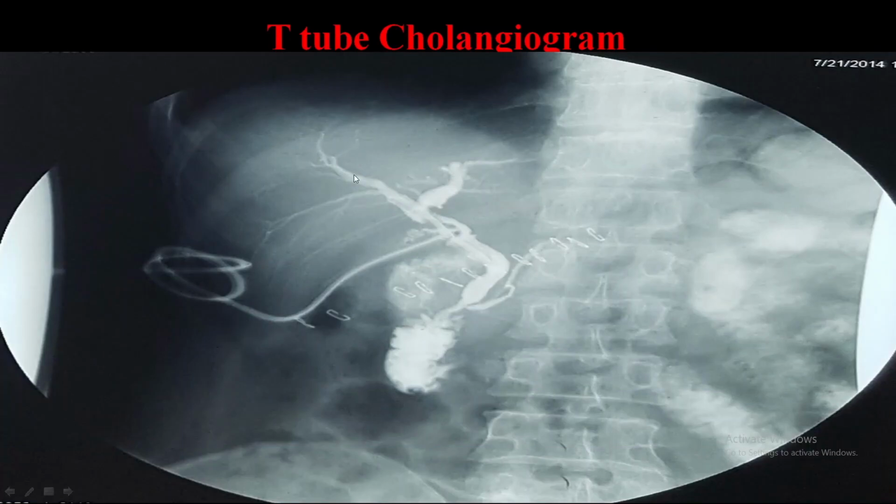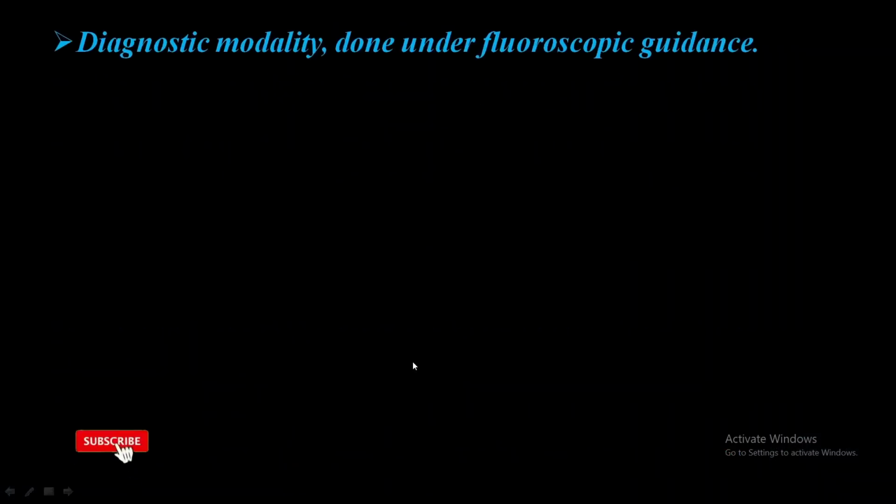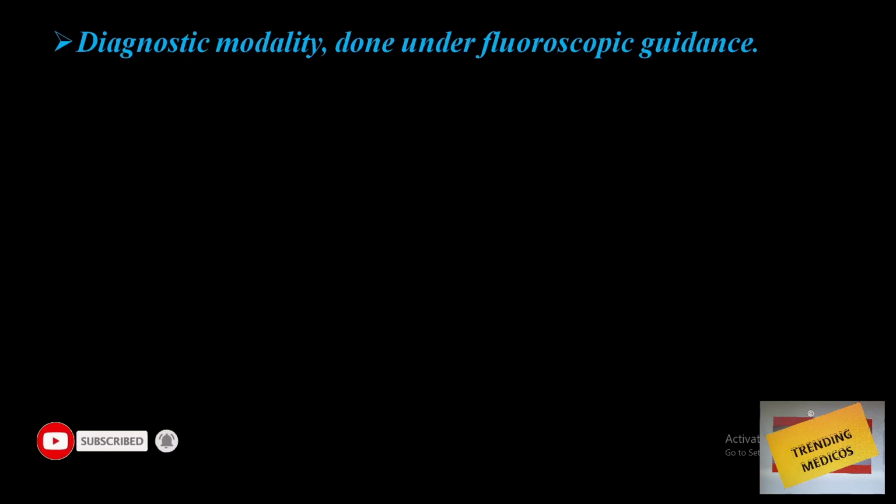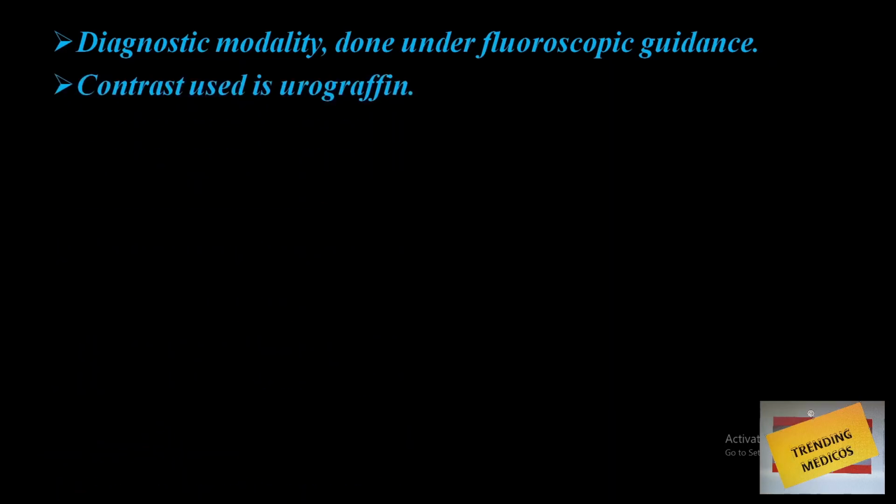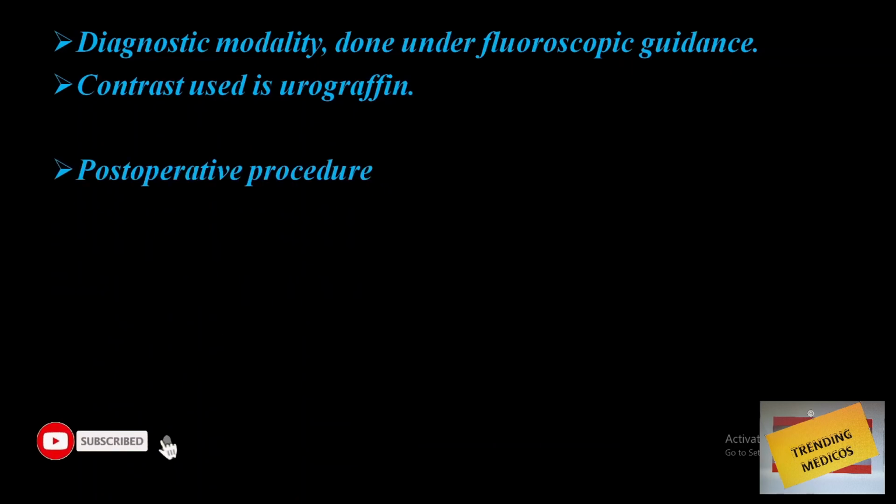Now the T-tube cholangiogram is also another investigation, a special investigation in which contrast is used. So this is the T-tube cholangiogram. The contrast is going into the duodenum, you can say. Again it is a diagnostic modality done under fluoroscopic guidance, and the contrast used is urografin.